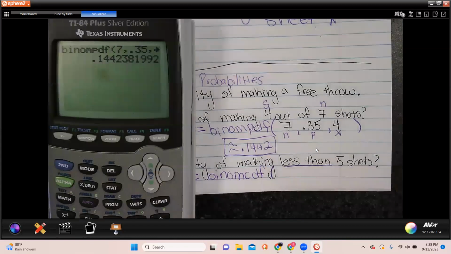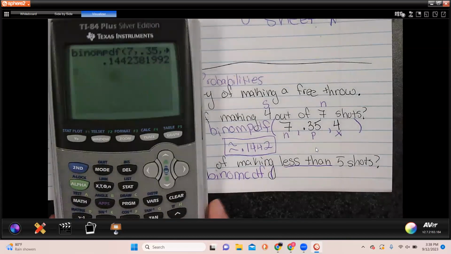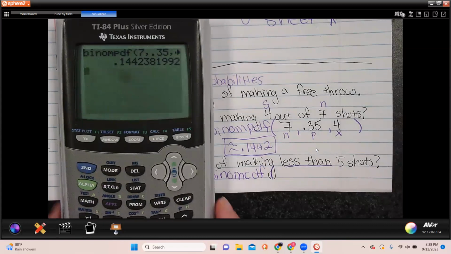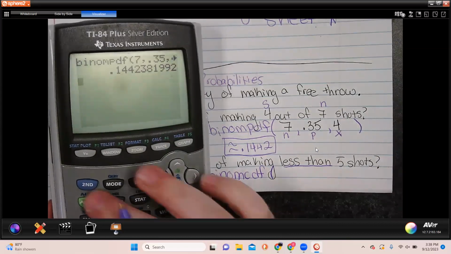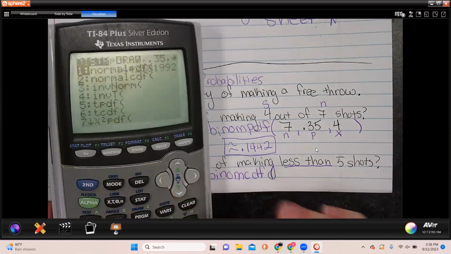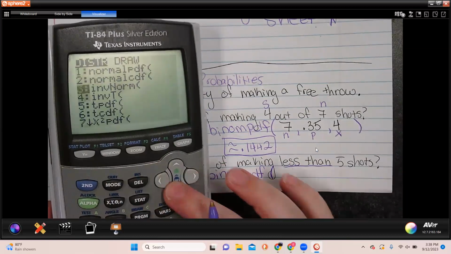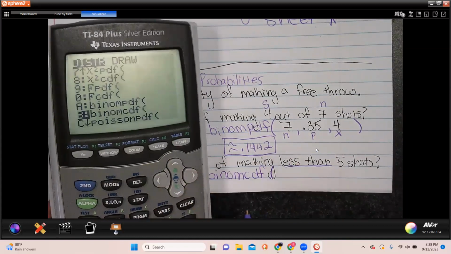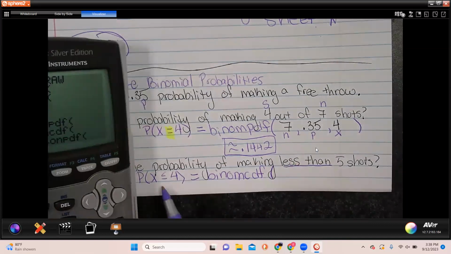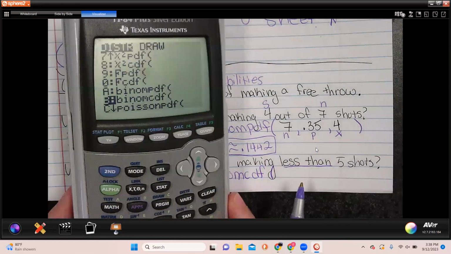Okay, now I'm going to go get the other probability binomial thing. I'm trying to, that's better. Okay. So distribution is right here in blue. So second bar, and I'm going to scroll down to the binom. Here we go. So I want binomcdf because I have the less than. Okay. Less than or equal to.